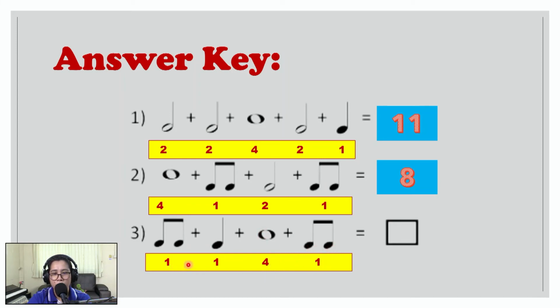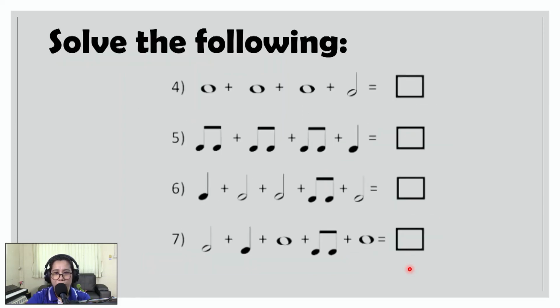So we have 1 plus 1 plus 4 plus 1 is equal to, what's the answer? Add all the numbers together. I'm giving you 5 seconds to do so. 1, 2, 3, 4, 5. Answer. I hope you get the answer. The answer is 7. So far, did you do well? I hope so.